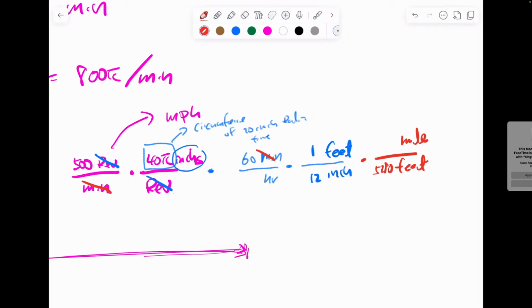Okay, so I'm going to times everything on the top. And I'm times 60. And then that's going to give you this number. I'm going to put a parenthesis before I divide. I'm going to divide it by another parenthesis, 12 times 5280.